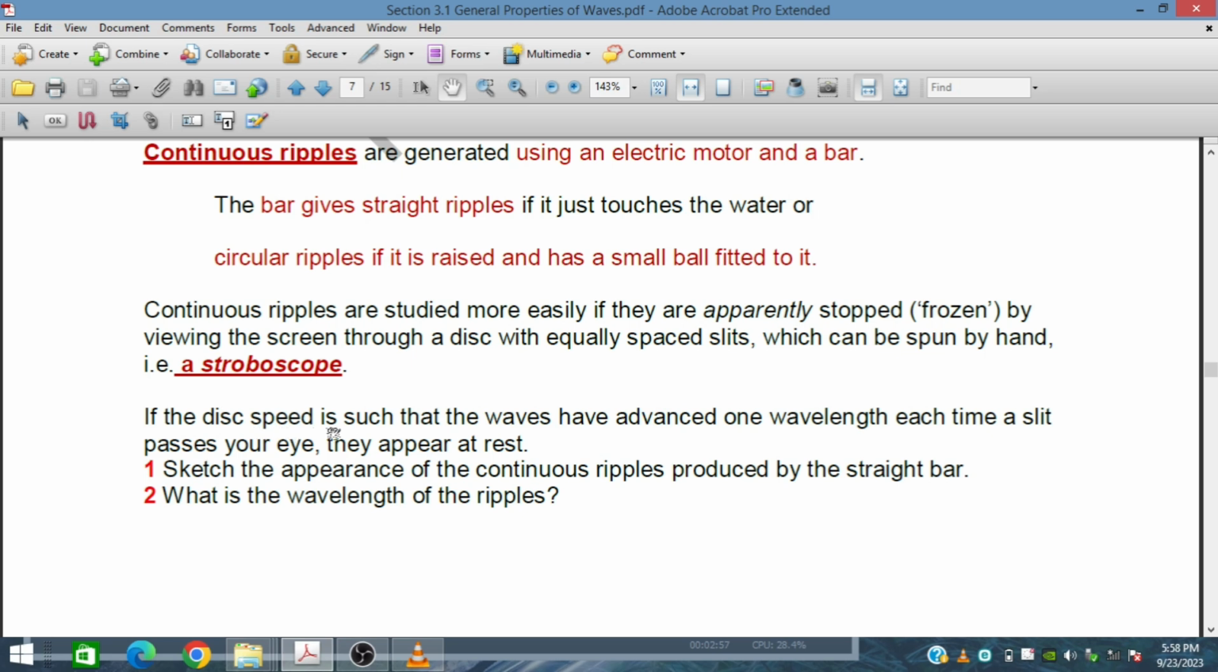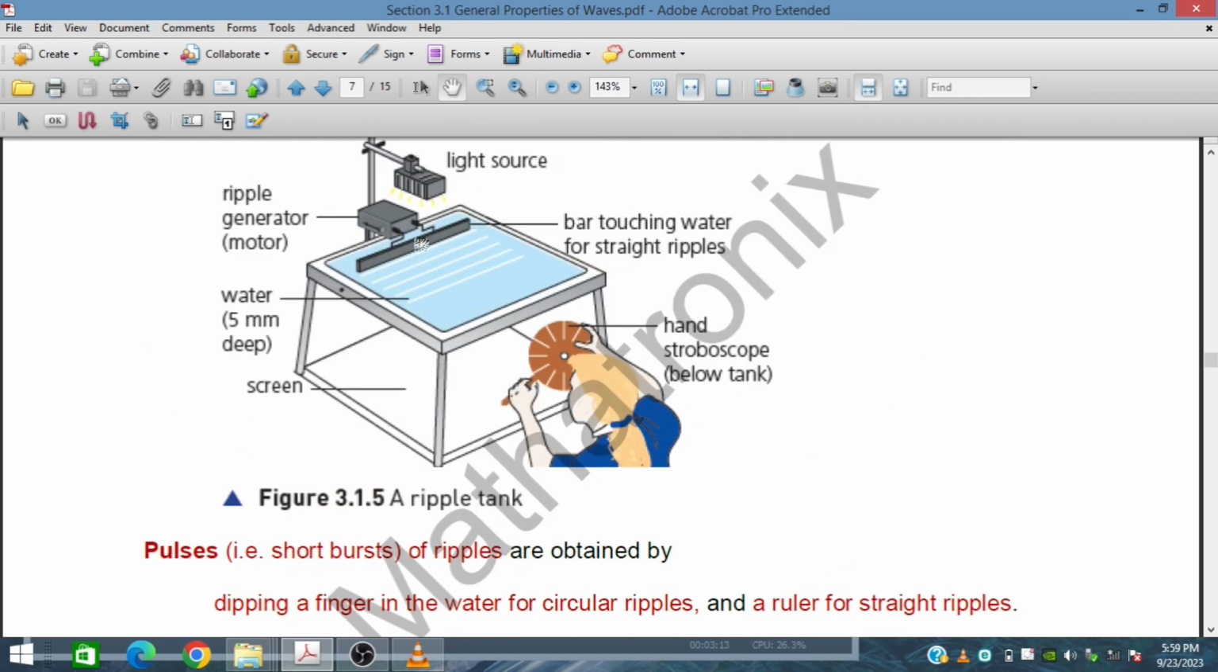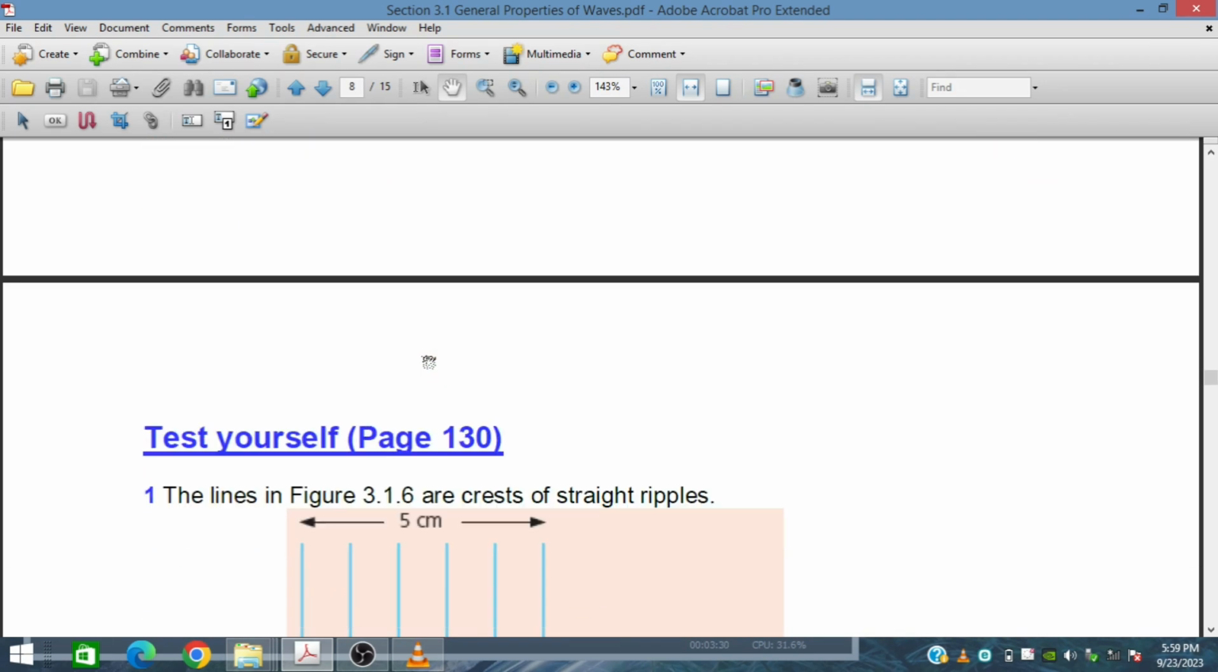If the disc speed is such that the waves have advanced one wavelength each time a slit passes our eyes, they appear at rest. Sketch the appearance of the continuous ripples produced by the straight bars. What is the wavelength of the ripples? From this experimental setup we will see all the descriptions of waves, such as wavelength, frequency, phases of the wave, and speed of the wave. So all these will be done.